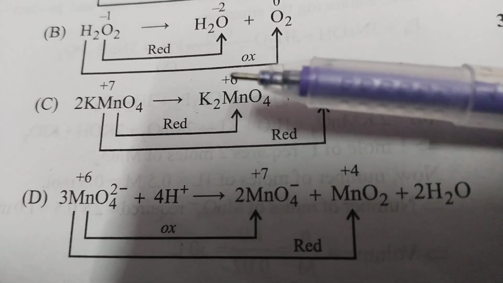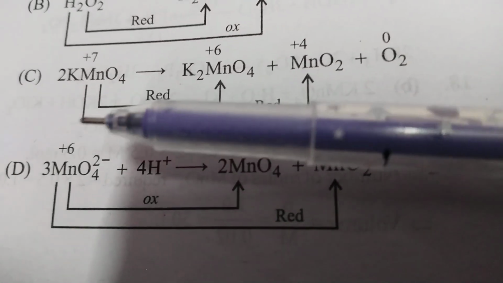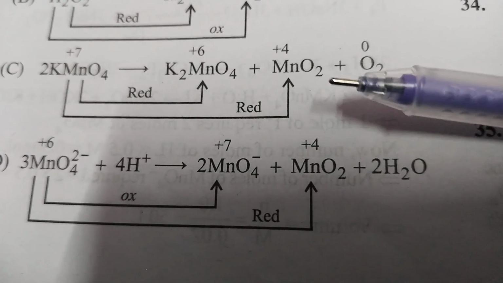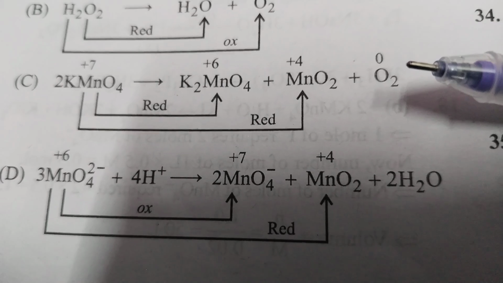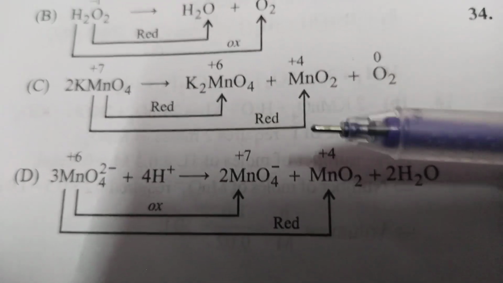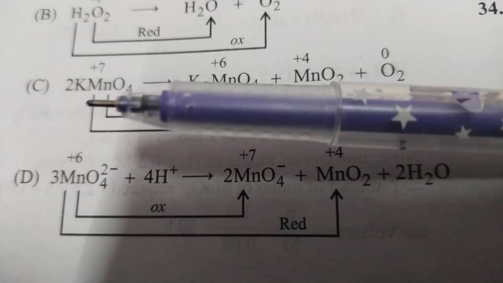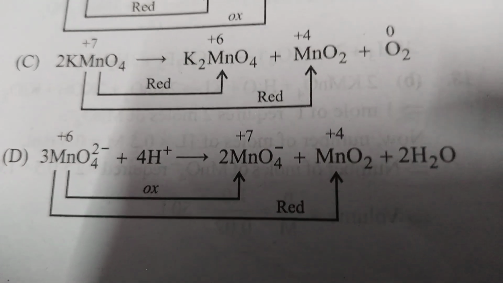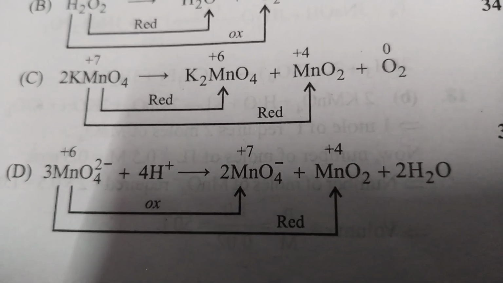Here oxidation number 7 to 6 is decreasing, and 7 to 4 is also decreasing. Both show reduction. So this is not at all a disproportionation reaction. Here decreased, here also decreased. So this is a reduction reaction. In this chemical reaction, manganese does not undergo both oxidation and reduction. So this reaction is not a disproportionation reaction.